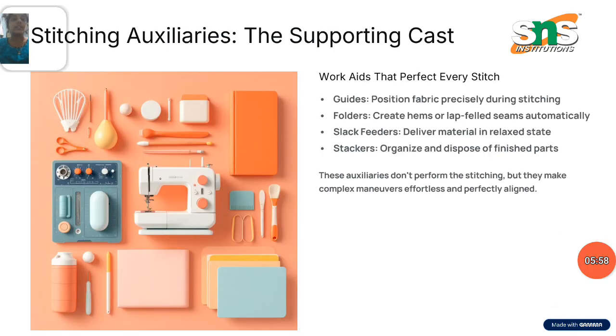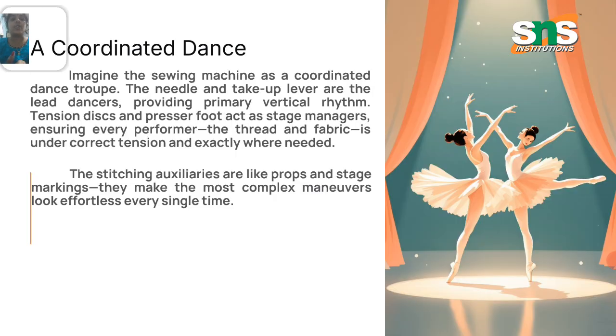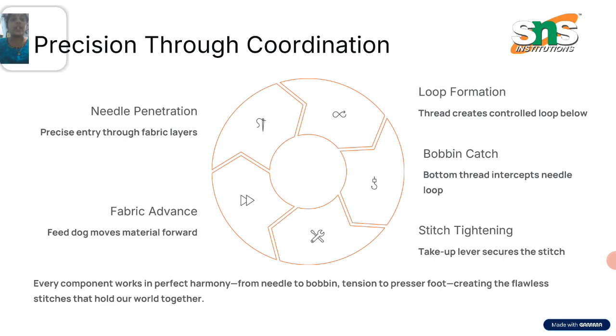So the next one is stitching auxiliaries: guides, folders, stack feeders, stackers. Those are some of the supporting auxiliaries. This is somewhat how the sewing machine works. The top and the bottom have to work mingled together, and it gives proper stitches. So it is the main concept of a coordinated dance. And the precise coordination is needle penetration, loop formation, bobbin case, stitch tightening, fabric advance. So we have to concentrate on those things to make a properly stitched fabric.